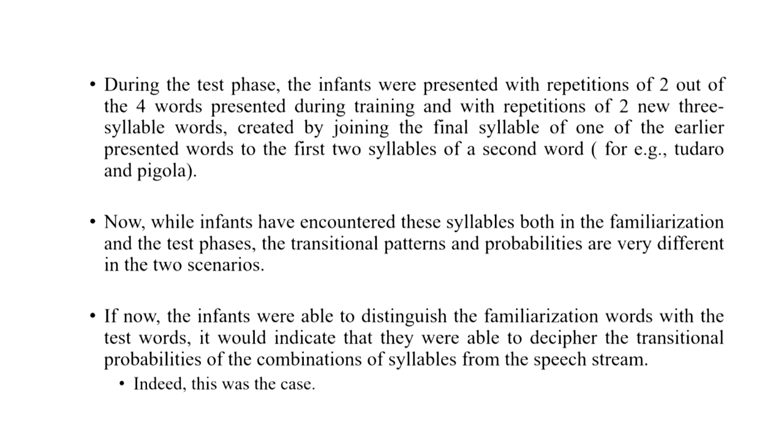So you can see pa bi ku, 3 syllables, ti bu do, 3 syllables, go la tu, and do ra pi. So there are 4 of these trisyllabic words, and this stream did not contain any pauses, any stress differences, any rhythm differences, anything like that. So that only the statistical probability that pa is followed by bi is followed by ku is what they have. The only way therefore these infants could isolate these words would be these transitional probabilities that I mentioned. So for example, bi follows pa with 100% probability, ku follows bi with 100% probability, and so on and so forth.